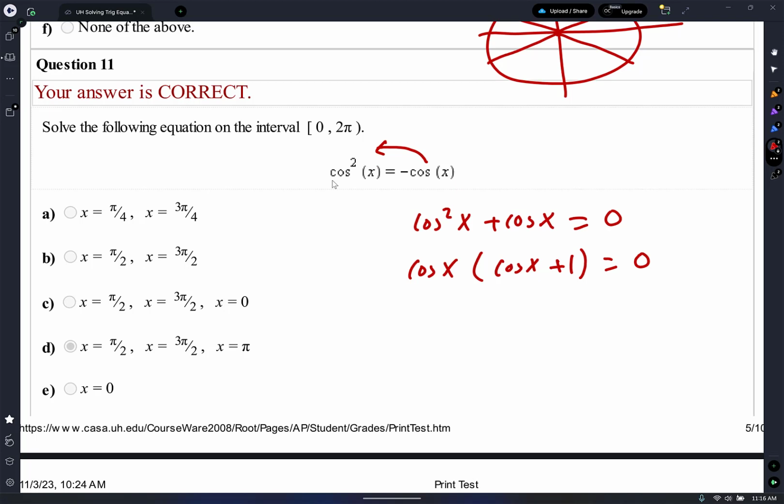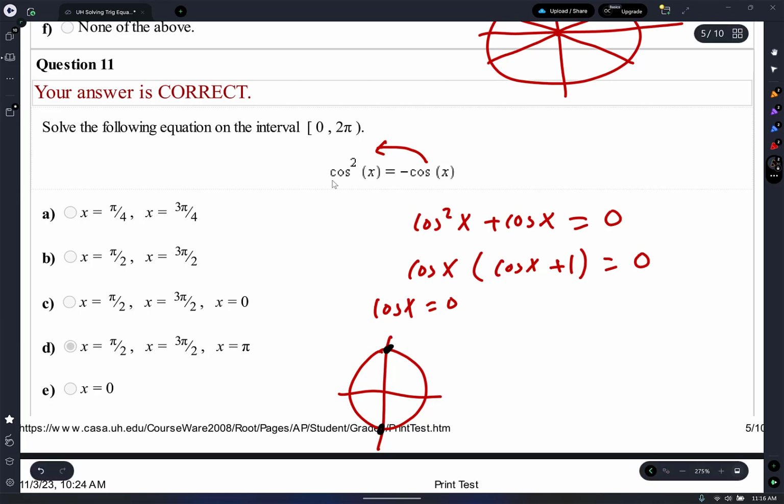The only way to get a 0 is if cosine x is 0. Well, there's another one. We'll talk about the other one right now. On the unit circle, where is cosine x 0? Perfect. At pi over 2 and at 3 pi over 2. So those 2 are going to be answers.